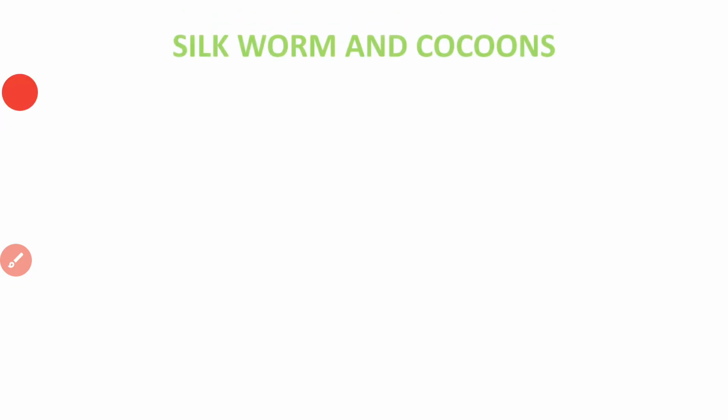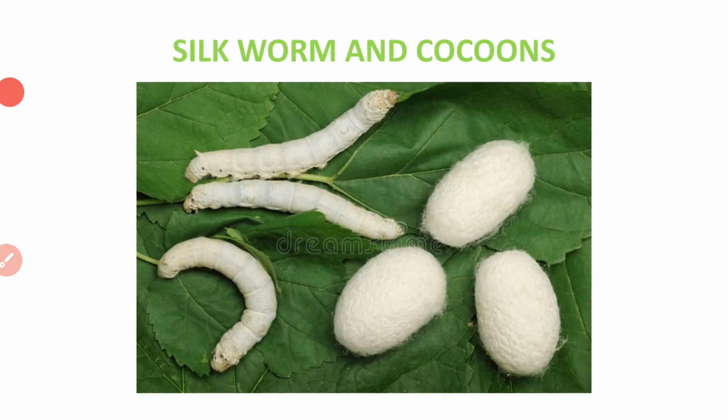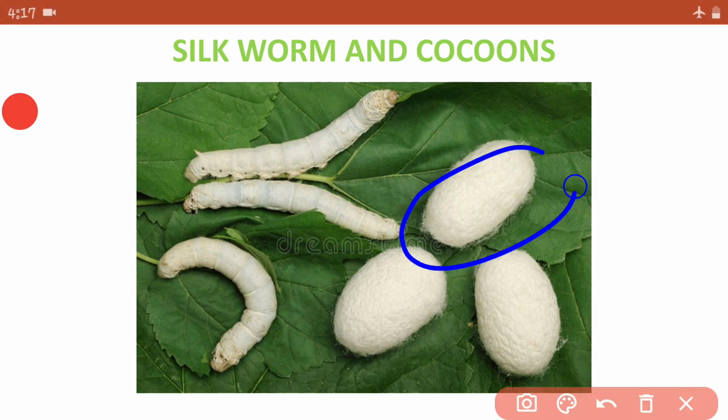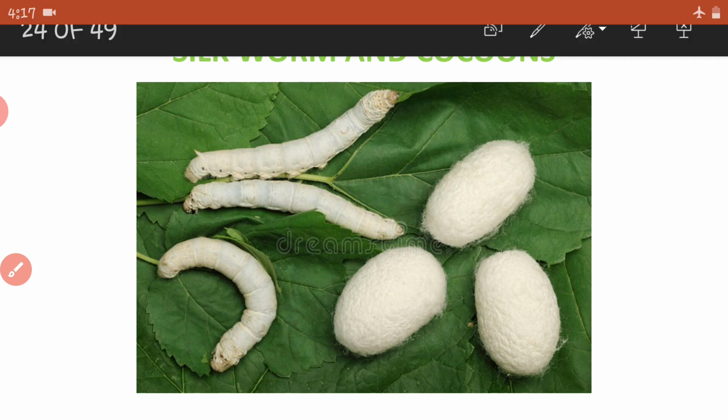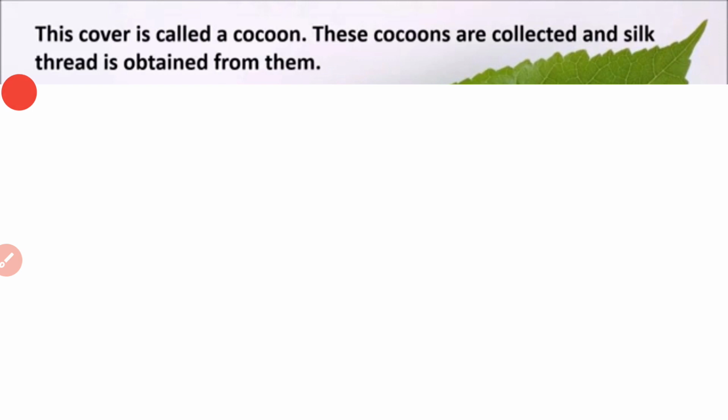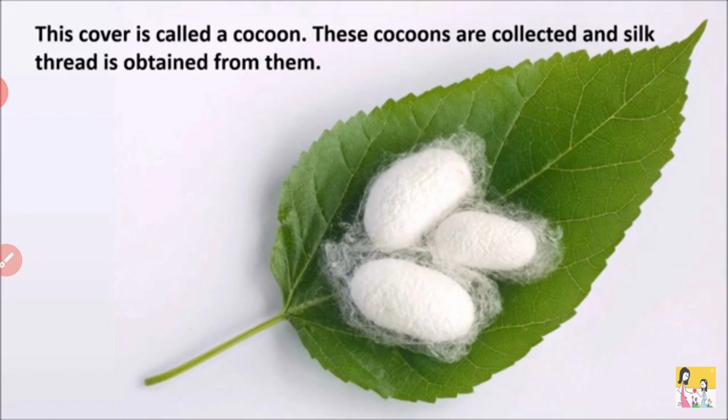Right. So you can see here these are the real silkworms and cocoons. These white ones are known as cocoons. So this is a silkworm which changes into a cocoon after some time when it hatches from its egg. So this cover is basically called a cocoon. These cocoons are collected and silk thread is obtained from them.